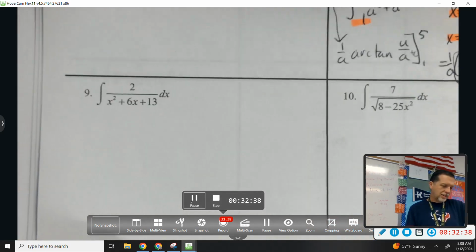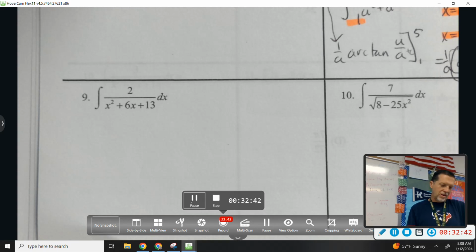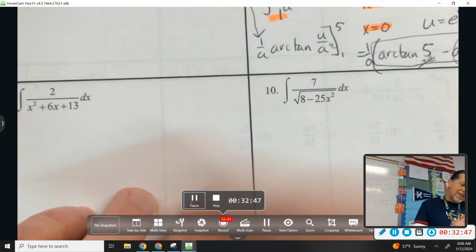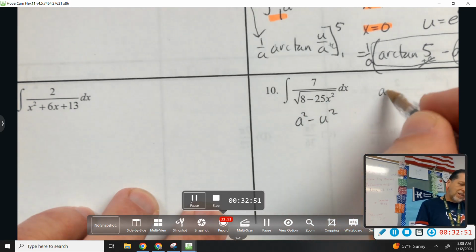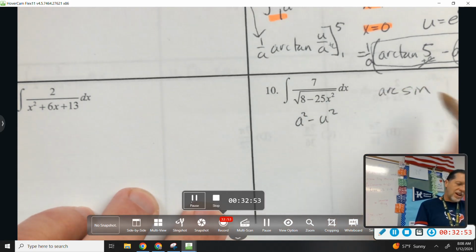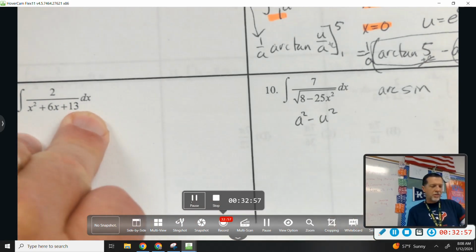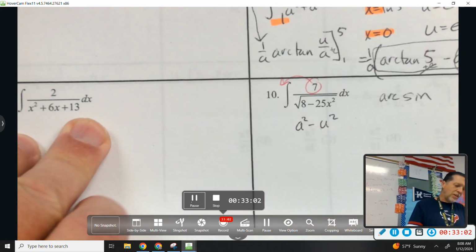What does number 9 look like? Complete the square. What does number 10 look like? e squared minus u squared, so that's arcsine. You'll have some du stuff going on with that one, so you'll have to do some spawning and moving that 7 out probably.